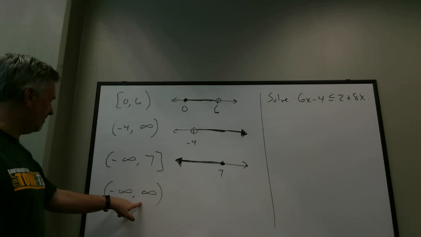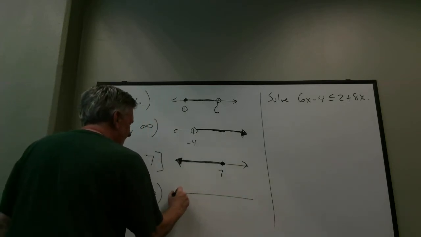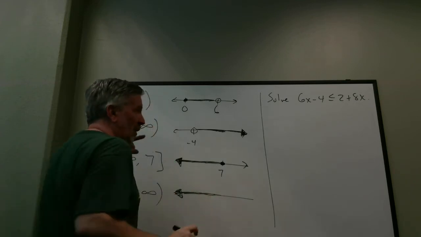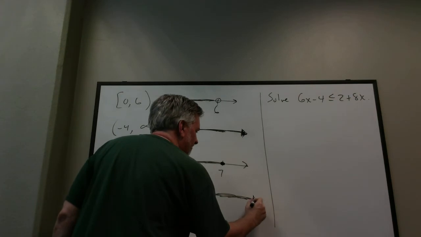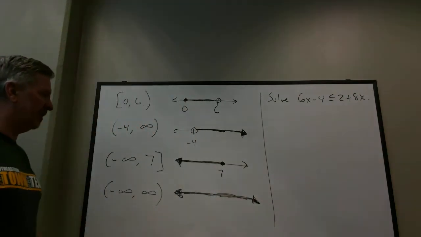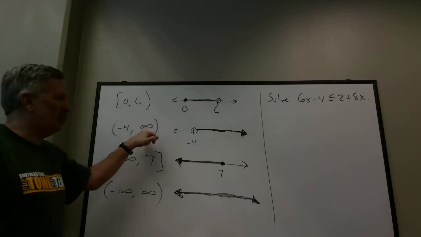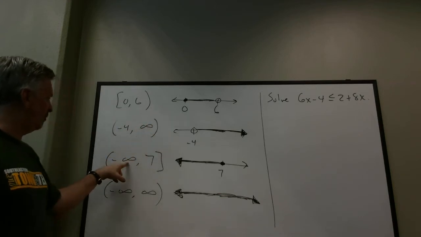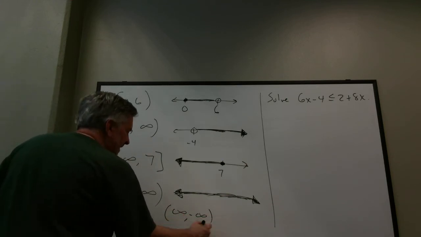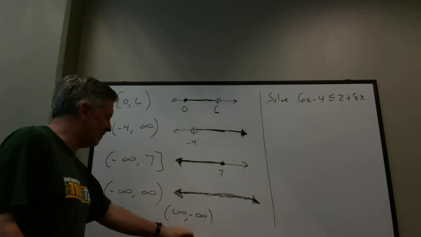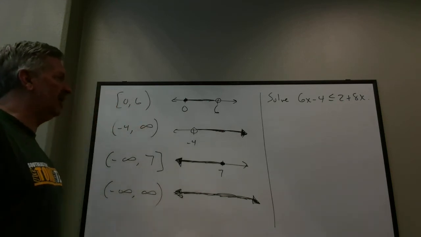And then the last one, -infinity to infinity is exactly what you think it would be. It's just everything. If you're going all the way to the right, all the way to the left, you've got everything. So it's the entire number line. This is just another way of saying all real numbers. Now be careful. If you use infinity, it's always on the right, and -infinity is always on the left. Saying infinity to -infinity makes no sense. Okay, so that's our interval notation.